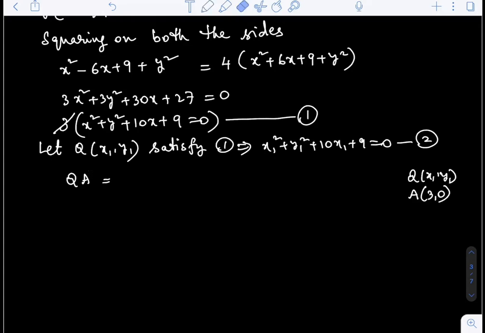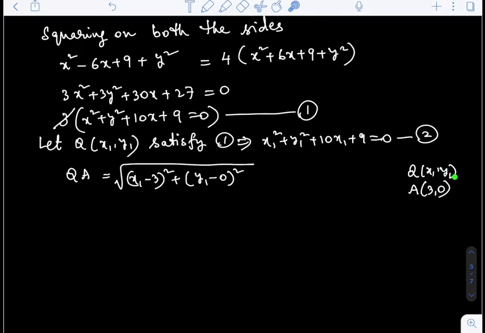Squaring means, okay, let me take only the distance between formula now. That is under root x1 minus 3 whole square plus y1 minus 0 whole square. You can see here x1 minus 3 whole square plus y1 minus 0 whole square should come. Okay. And afterwards what to do now? We have to take square on both the sides. That is QA square will become, root will be gone, x1 square minus 6x1 plus 9 plus y1 square. That is, this whole square will become like this, and y1 minus 0 is nothing but y1. So I have taken that much.